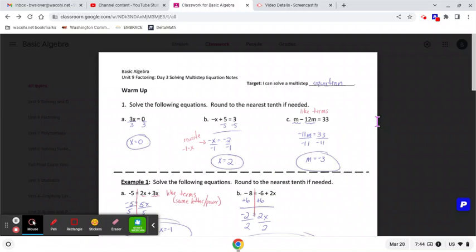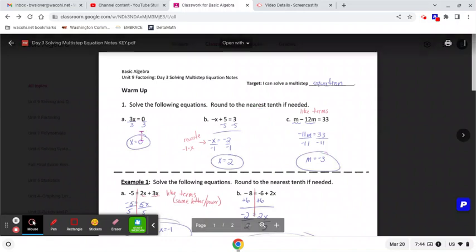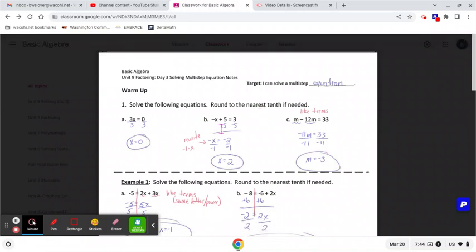Number one is just asking you to solve either a one or two step equation. Letter A is just a one step. I divide both sides by 3. Letter B is a two step, so I subtract the 5 and then make sure that this is really saying negative x. So you could rewrite it as negative 1 times x, and that's why I'm dividing by negative 1. So x is 2. And as always, you can take any of these solutions and plug it back in. If I take 2 and plug it in, negative 2 plus 5, I get 3, and that's what I wanted.